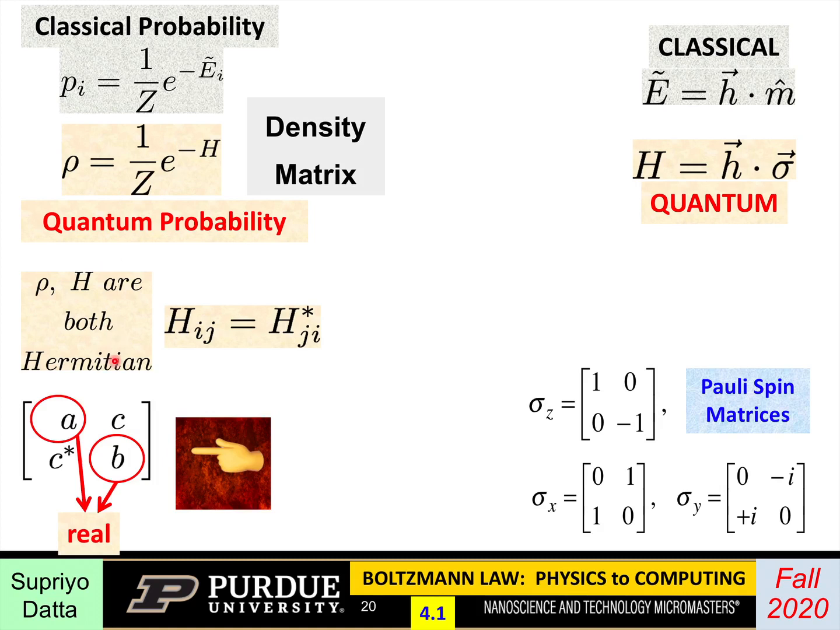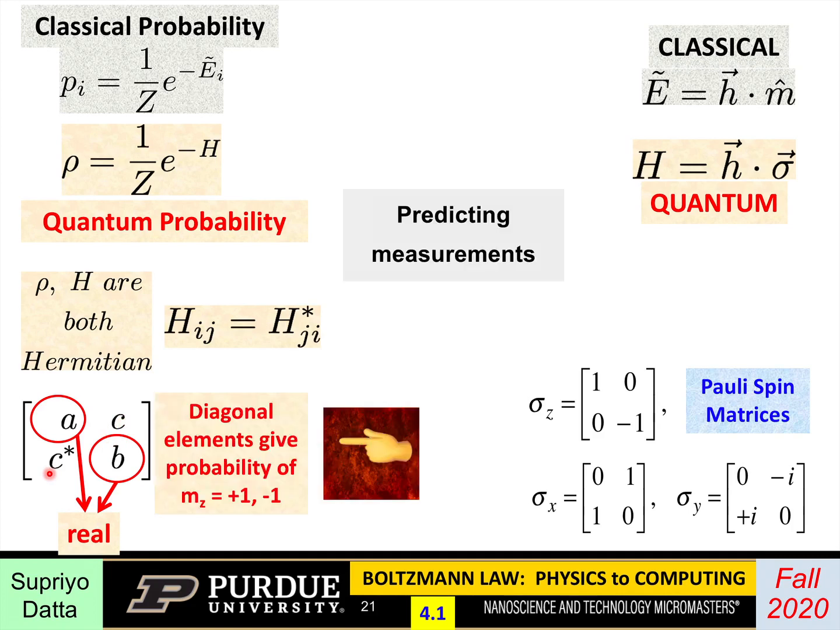Now, if you write out this Hermitian matrix, it will always have this form. There will be real quantities on the diagonal. The off-diagonal elements can be complex, but they will be conjugates of each other. If this is C, this will be C star, the complex conjugate. Now, these diagonal elements basically give you the probability of measuring mz equals +1 or -1.